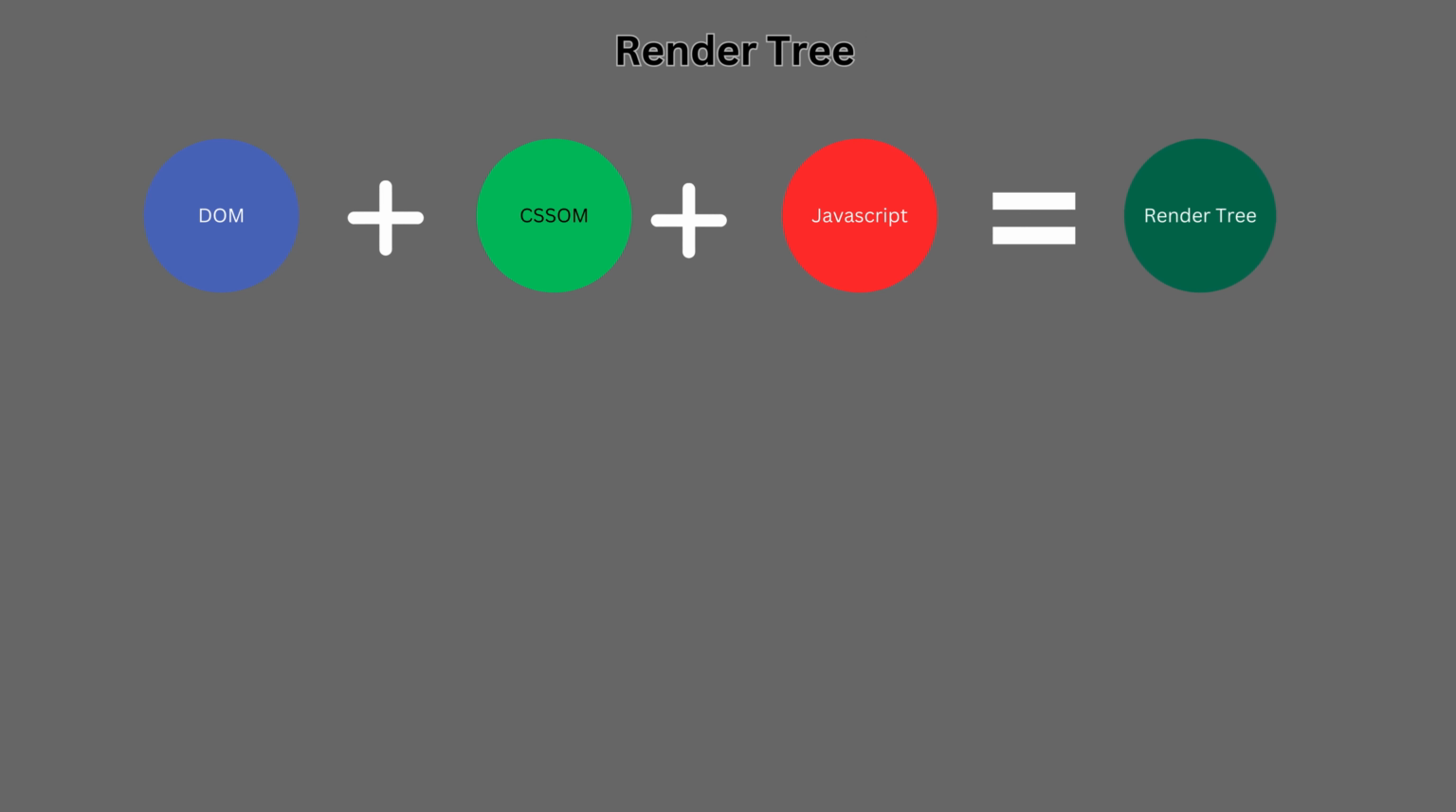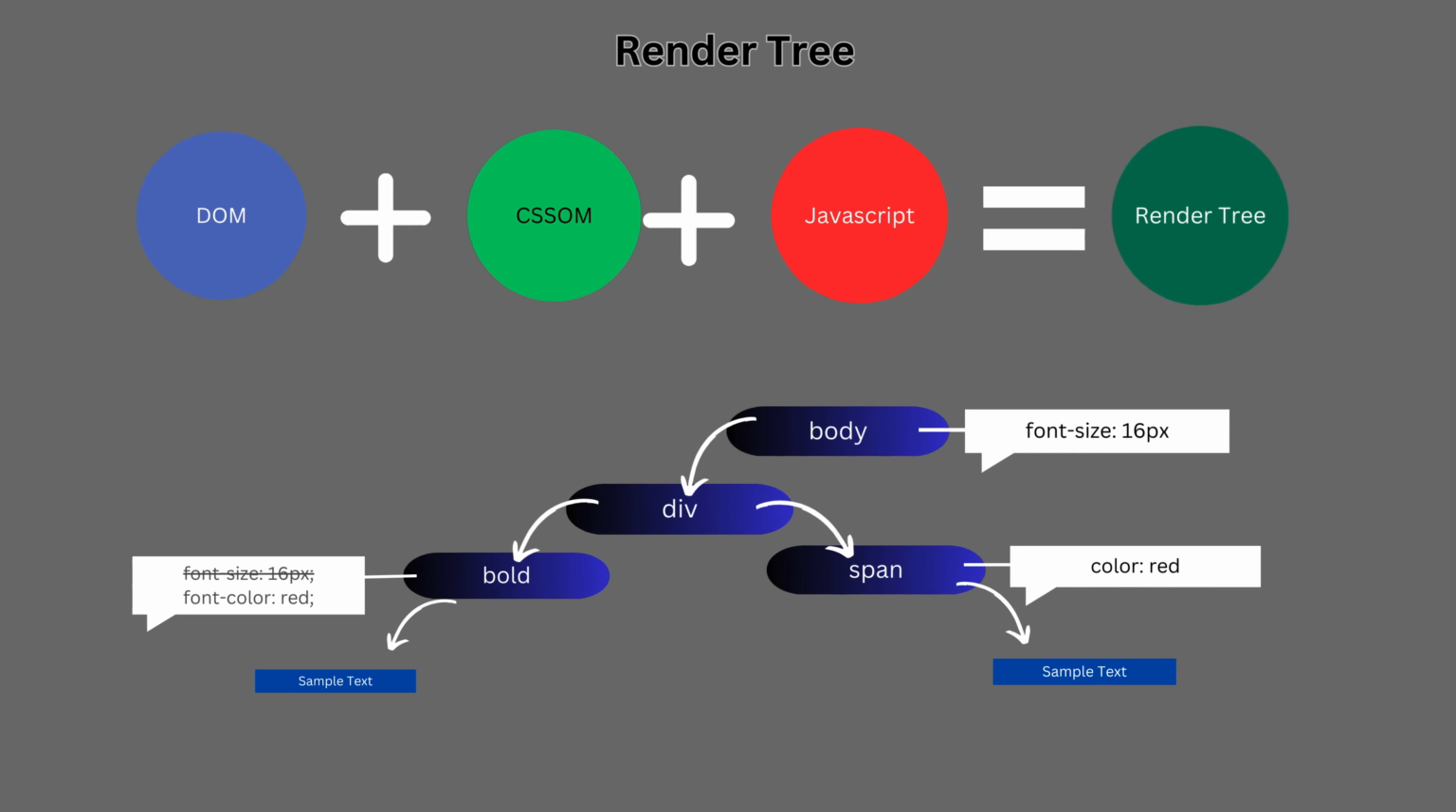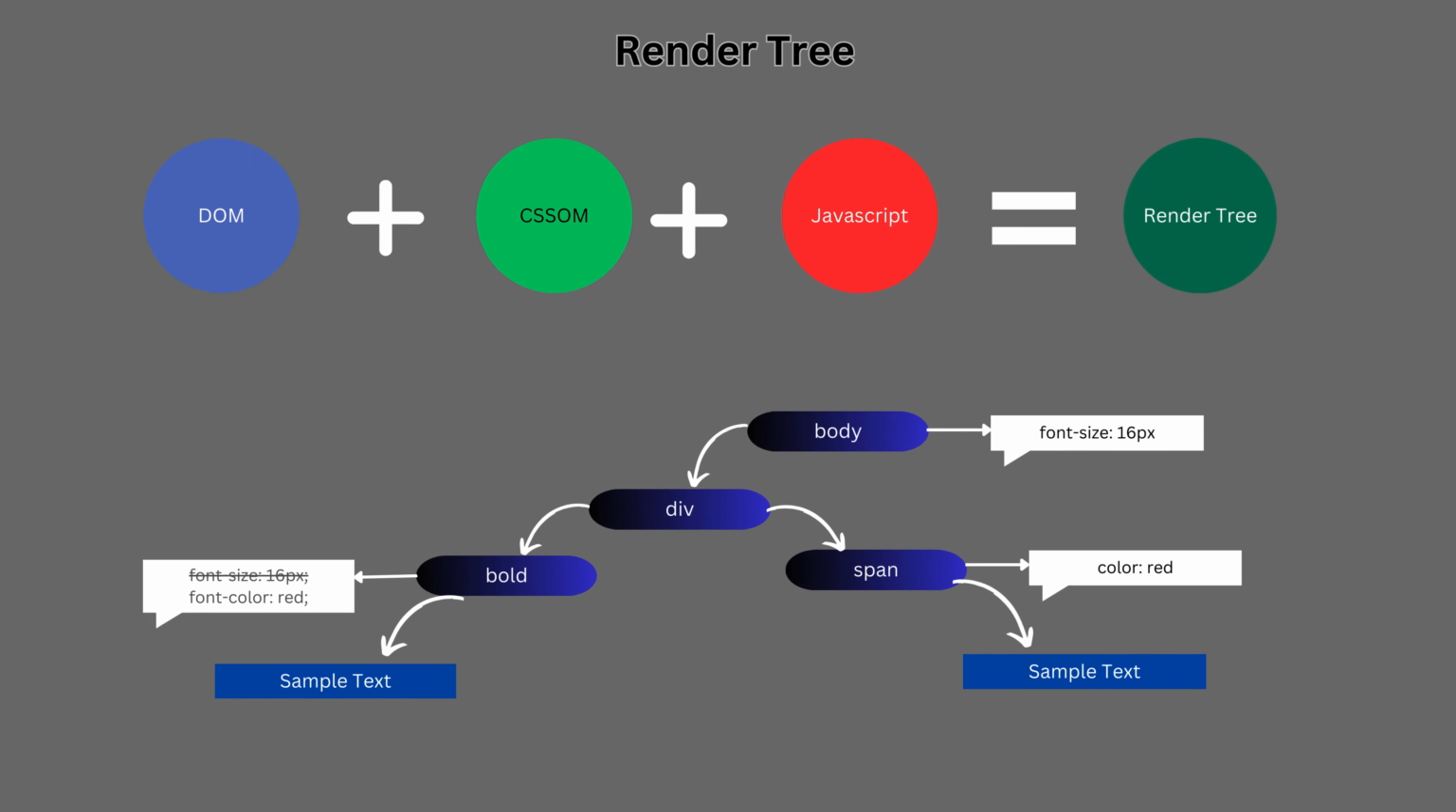Render tree formation, merging DOM and CSSOM. The render tree is formed by merging the DOM and CSSOM, which results in a tree that holds both the content from the DOM and the style from the CSSOM, information of the web page elements. Dynamic updates, reactivity to changes. The CSSOM can be dynamically updated, for example, by JavaScript, which in turn updates the presentation of the web page without needing to reload the entire page.